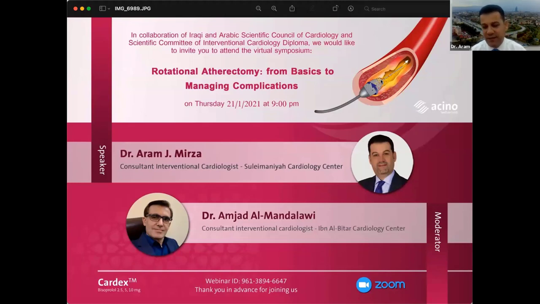In this case, it's totally different if we are dealing with the ostium, or the midshaft, or the bifurcation. The most difficult scenario is the ostium, if you have a heavily calcified ostium. Because as we mentioned, when you are going to do rotablator, you should have good support. You should have good backup support.